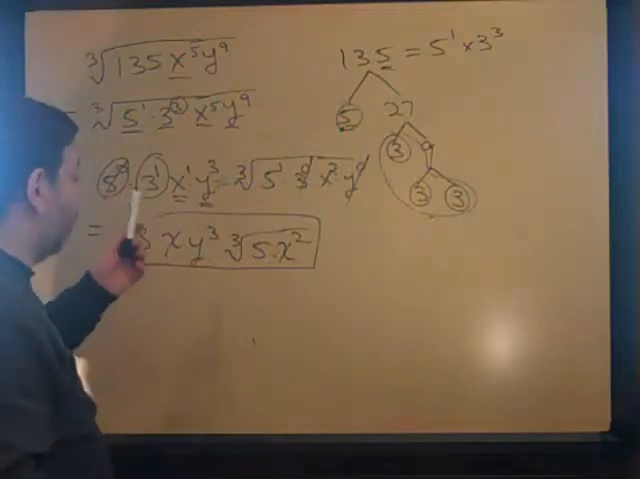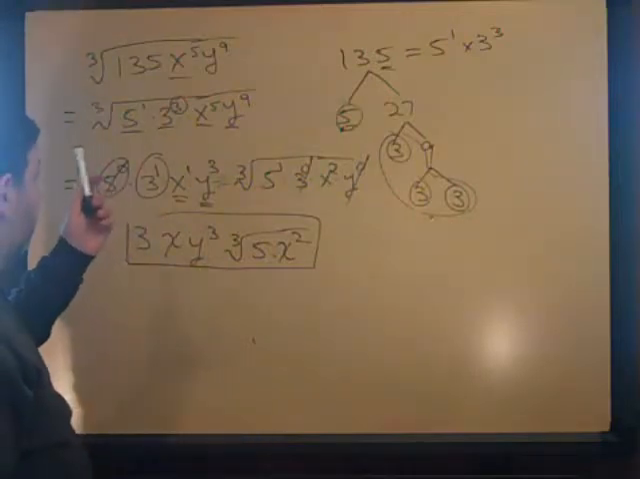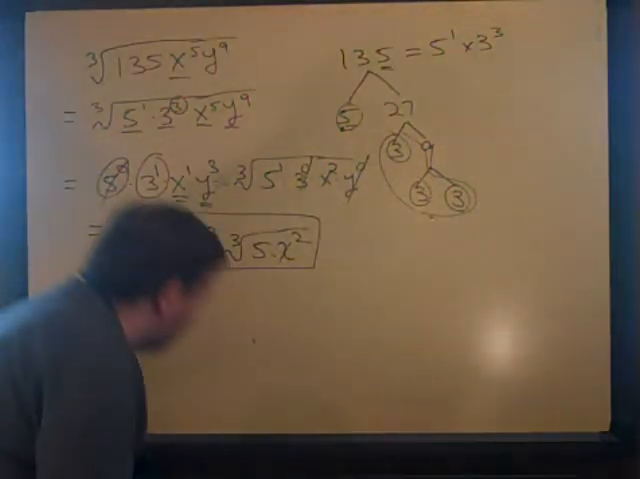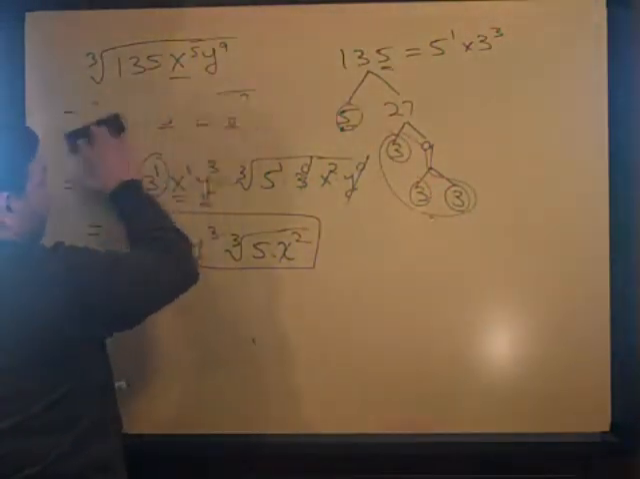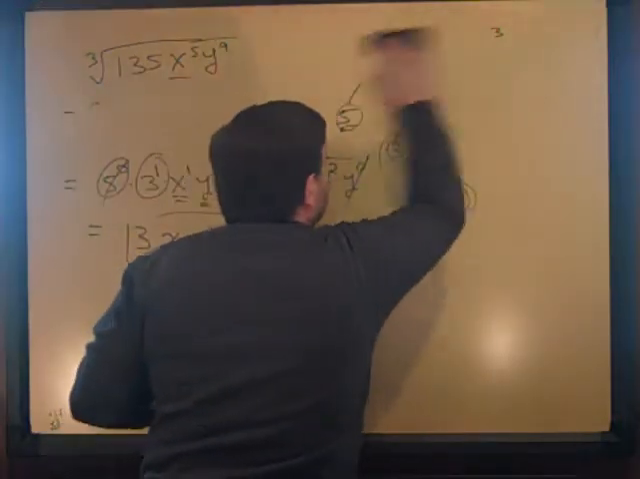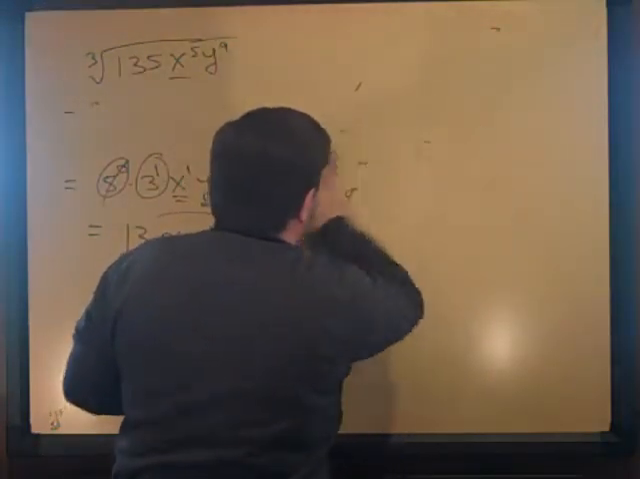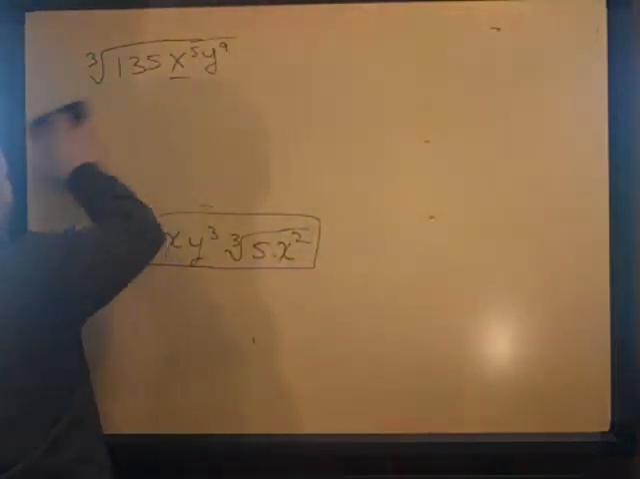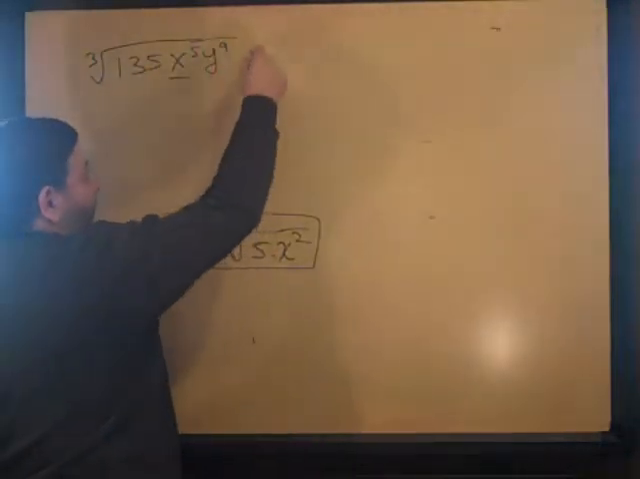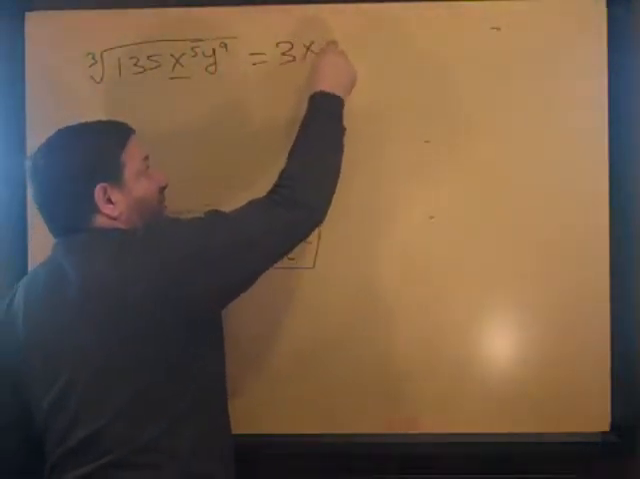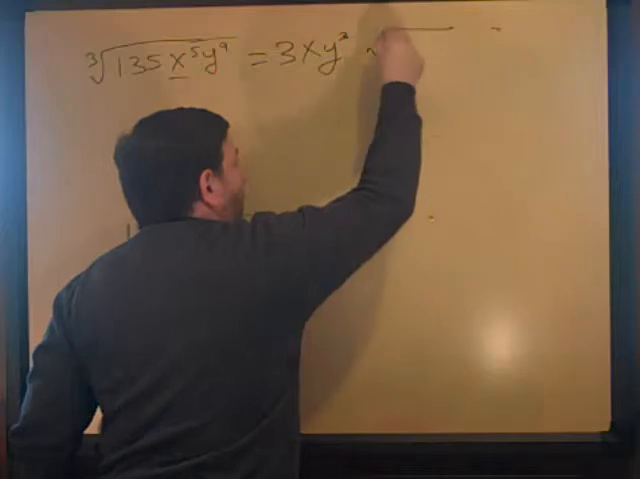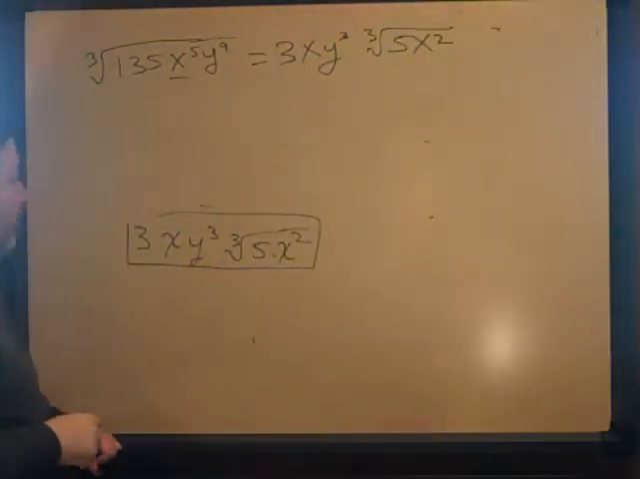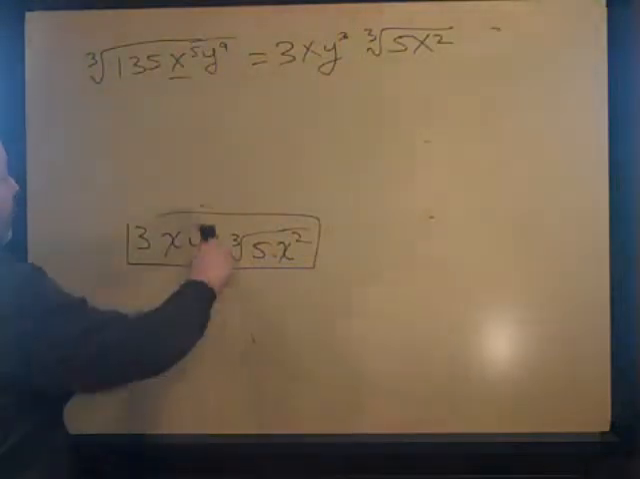Now the first thing I want to do is put the answer higher up. That way I have more board space. And then we'll go over why this works. So this is equal to 3x y cubed times the cube root of 5x squared. Okay, confirm I copied it down right.